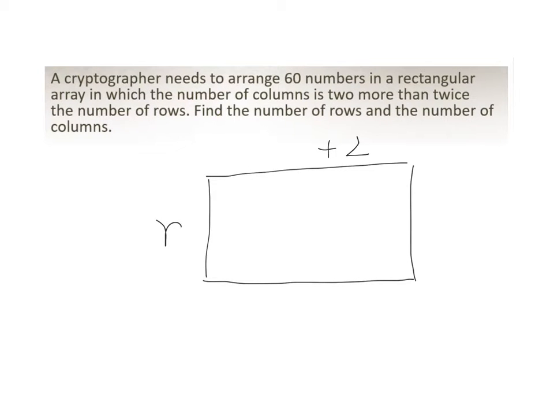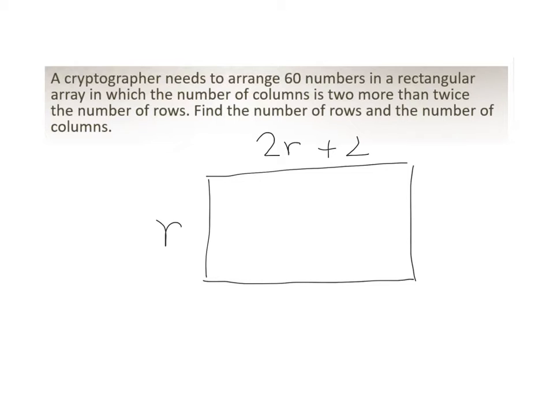And it says it's 2 more than twice the number of rows. Well, twice means 2 times. So it's 2 more than 2 times R. So we've got this rectangular array whose number of rows we've identified as R, and number of columns we've identified is 2R plus 2. And in that rectangular array, we have 60 numbers.